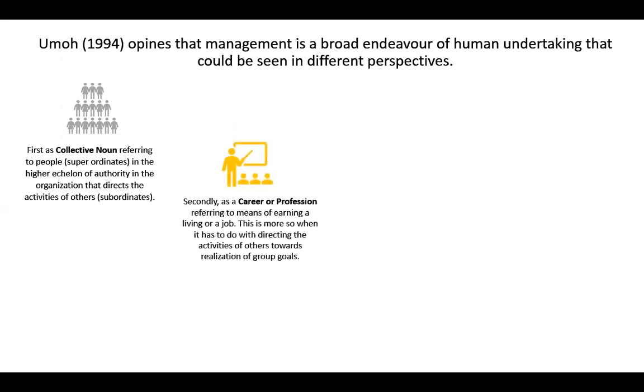Then the second one is management as a career or a profession. Beyond looking at management as a collective noun, you can look at management as a career or someone's profession. In this case, it refers to a means of earning a living, or what you do as a job, more so when it has to do with directing the activities of others towards realizing the organizational goal. The difference between the first and the second is something we are going to see later.